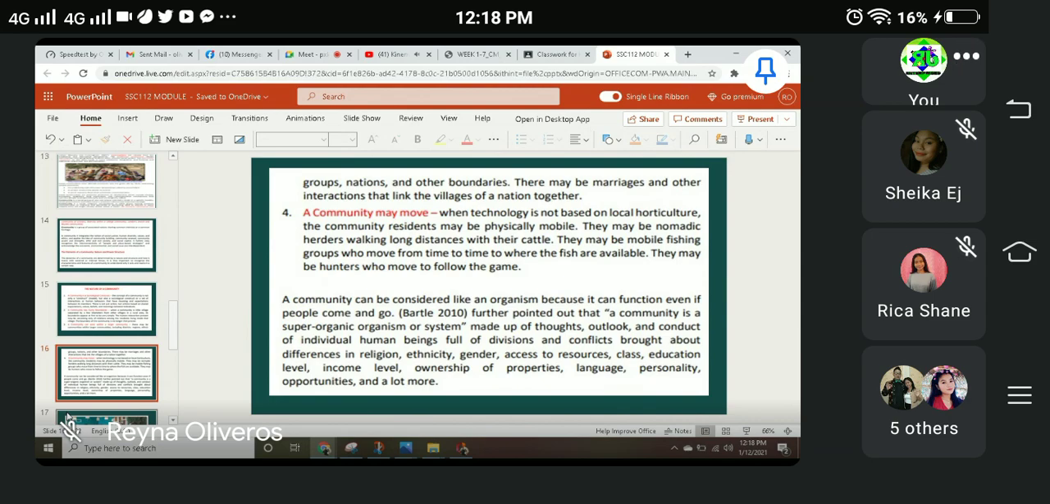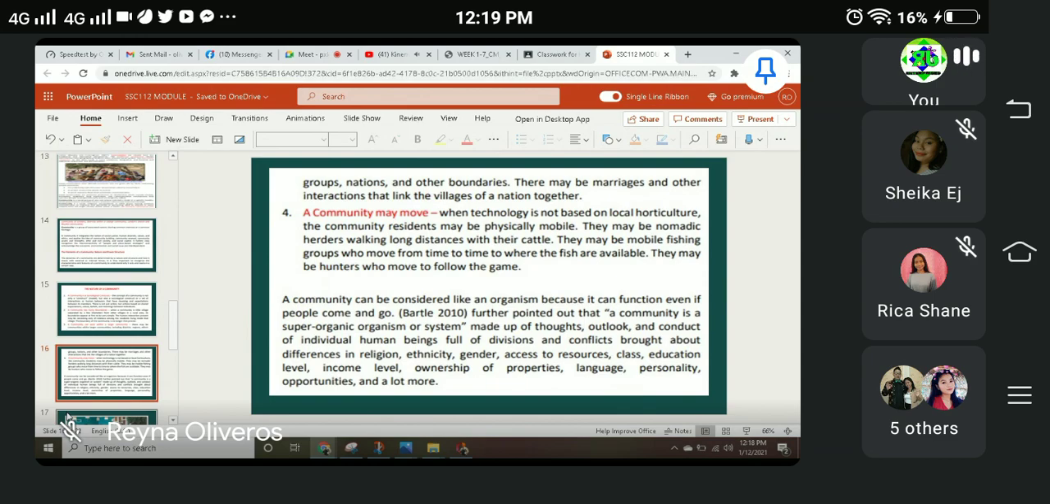nomadic herders that is walking long distance with their cattle, or there may be mobile fishing groups who move from time to time to where the fish are available. 'Di ba? Perfect example nitong community that can be moved is yung mga naglalakbay from one place to another. 'Di ba? Yung mga grupo ng mga tao na naglalakbay from one place to another. Kung saan maraming pagkain, doon sila. 'Di ba? Kung saan may maraming isda, doon sila. It is because they may be hunters who have to follow the game.